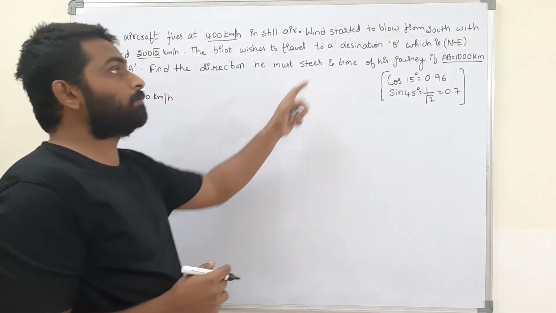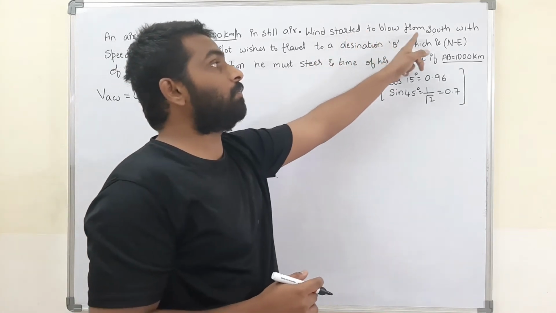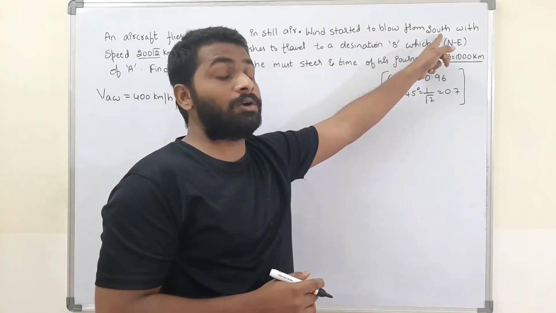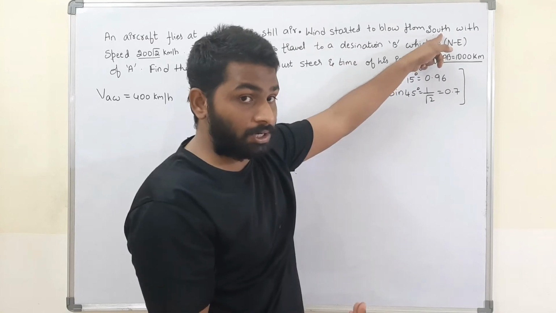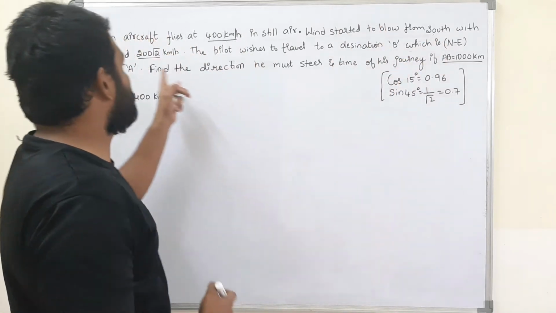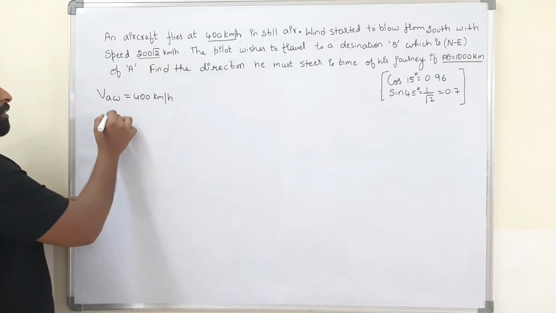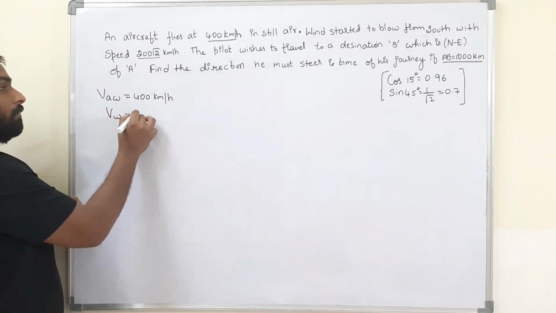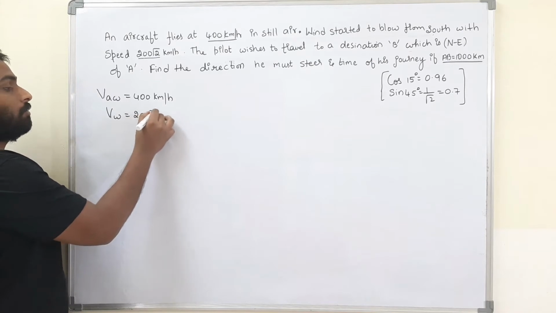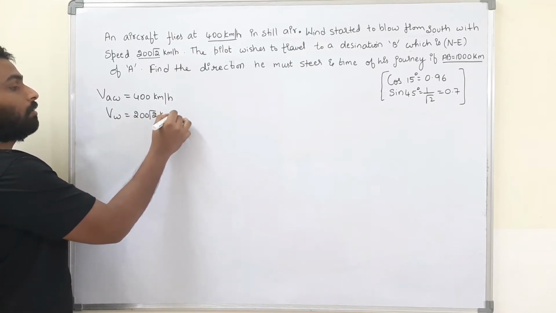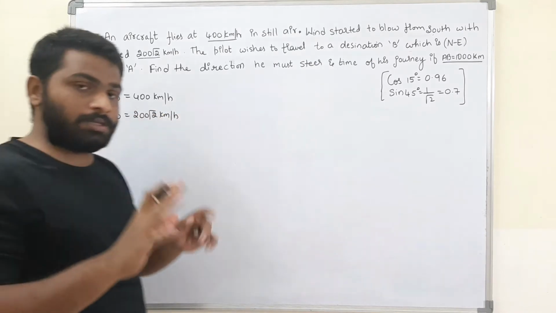Now next thing we will find. The wind started to blow from south. That means the wind started to blow upwards with a speed of 200 root 2 kilometers per hour. Therefore, what is the velocity of wind? The velocity of wind is 200 root 2 kilometers per hour. Okay, well and good. That is the information they have given.